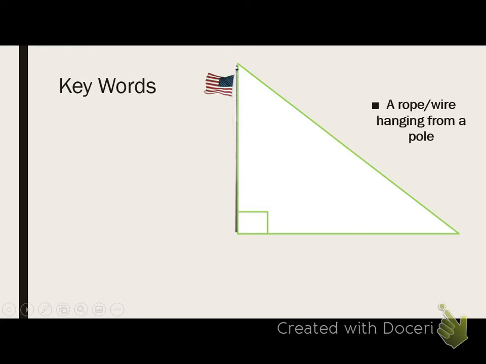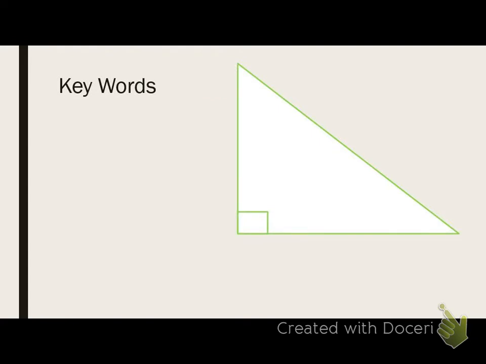So you might see a wire. Flagpoles are less often shown, but a guy wire is used in gardening, and it is used to keep the pole upright. So it would look like this. Right. A diagonal of a box or a field.